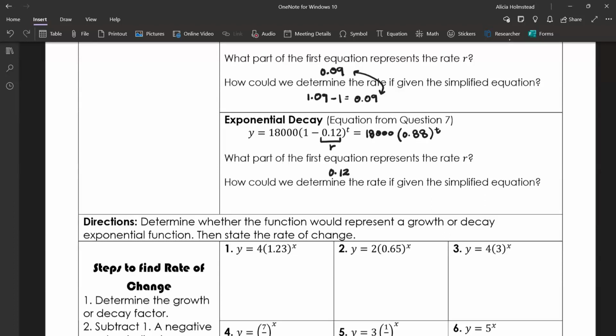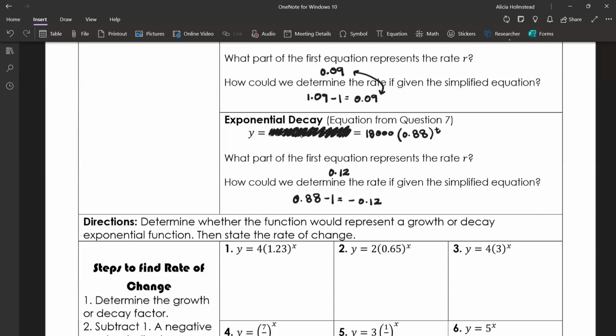Now the question is, if we didn't have this original equation, how could we determine that rate? This one may be a little bit harder to see, but for consistency, we're actually going to do the exact same thing that we did before. We're going to take our decay factor, which is 0.88, and subtract 1. If we do so, we get negative 0.12.